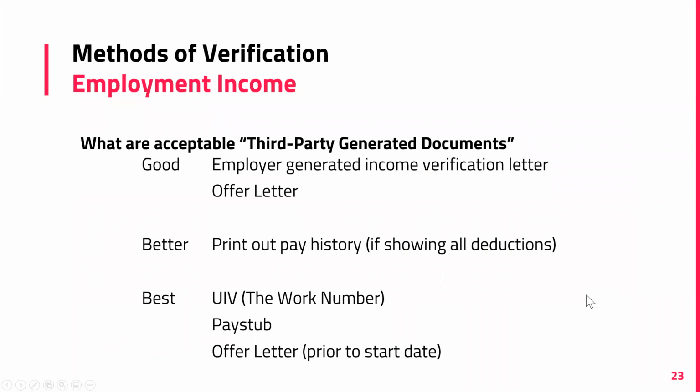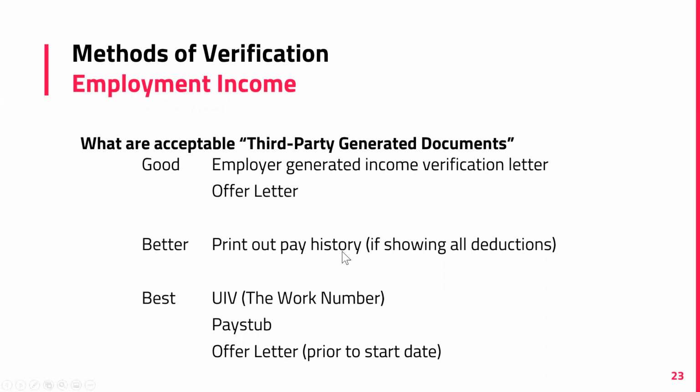Let's talk about the employment income and the method. So we're looking at the good, better, or best method. The good method is things like an employer-generated income verification letter. We have an offer letter, which, as you know, with the preferred rule, we don't accept an offer letter unless the start date has not commenced yet.